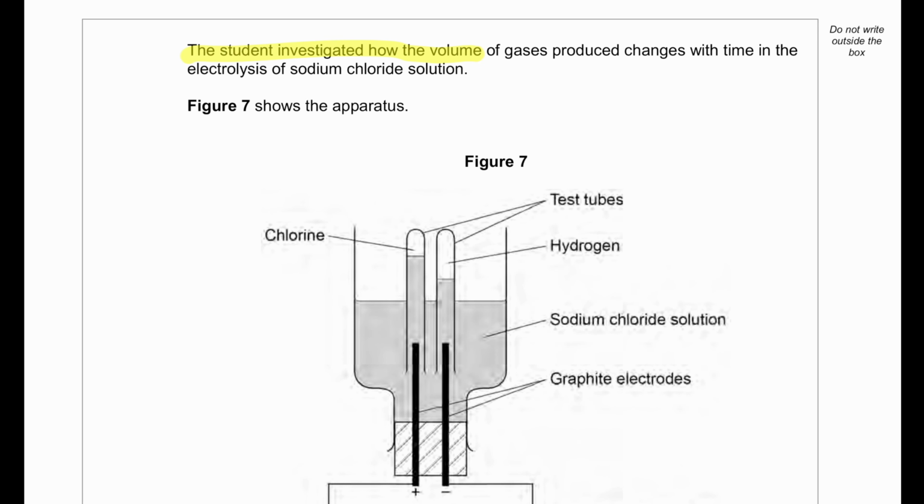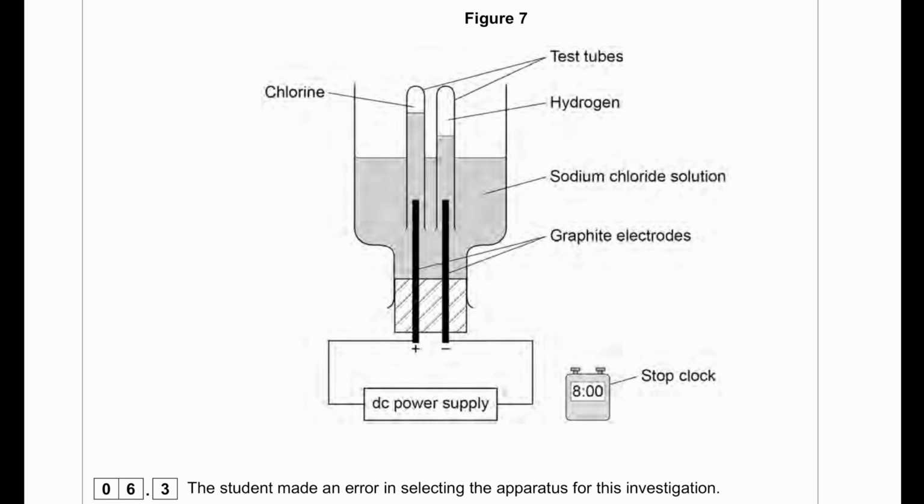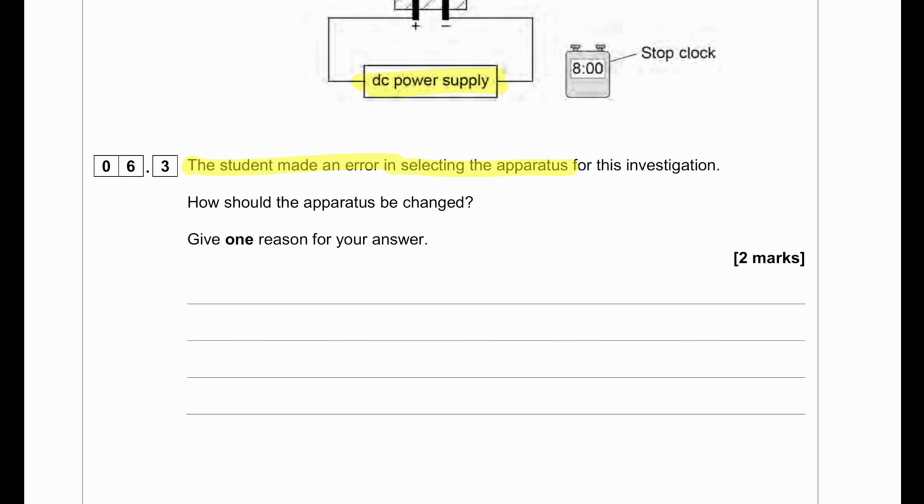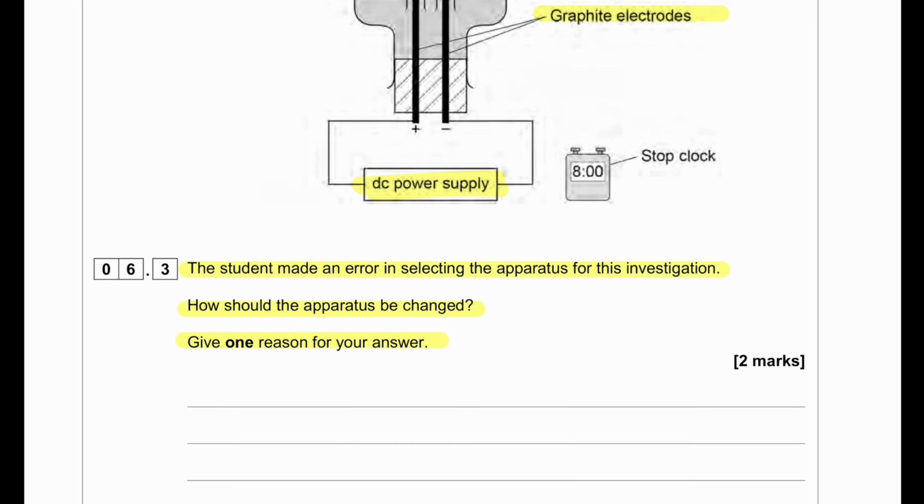The student investigated how the volume of gases produced changes with time in the electrolysis of sodium chloride solution. Figure 7 shows the apparatus. We can see there is chlorine produced and hydrogen produced, but if you notice carefully, the chlorine is produced at half the quantity of the hydrogen. We have sodium chloride solution and graphite electrodes, which are used because they are inert, they are unreactive, and we have a DC power supply for electrolysis. The student made an error in selecting the apparatus for this investigation. How should the apparatus be changed? Give one reason for your answer.